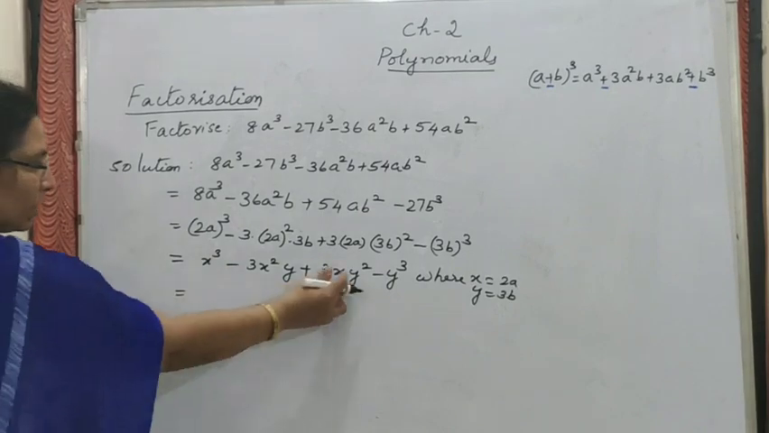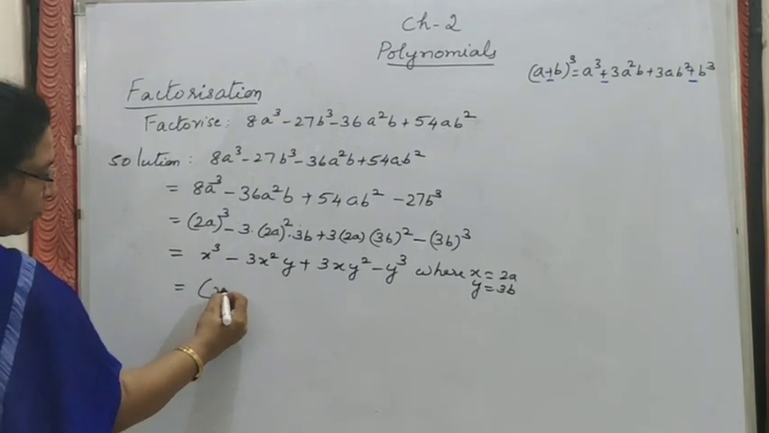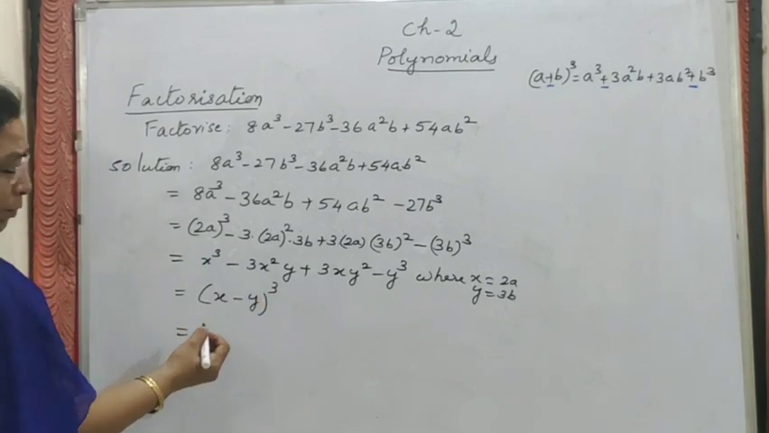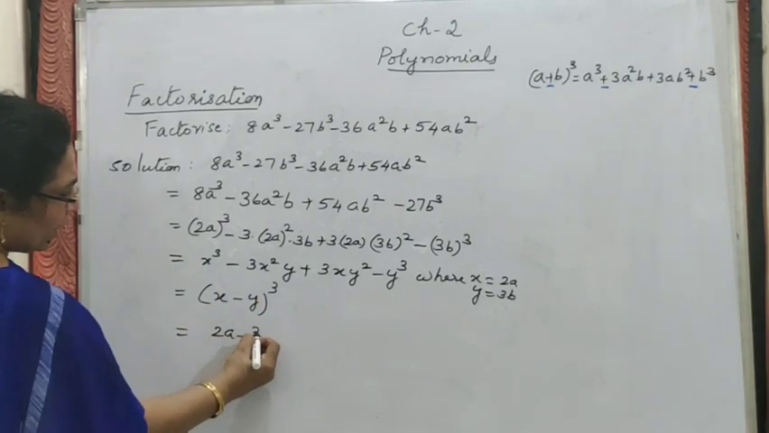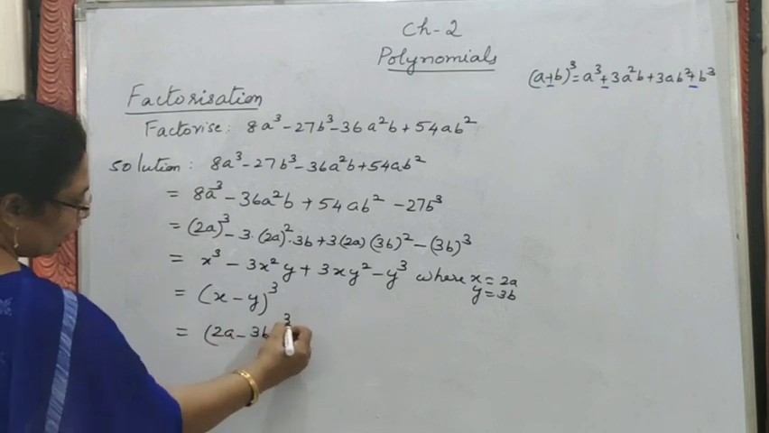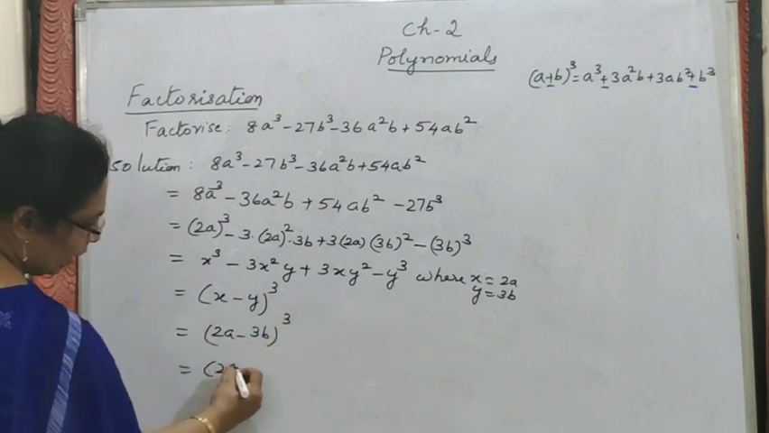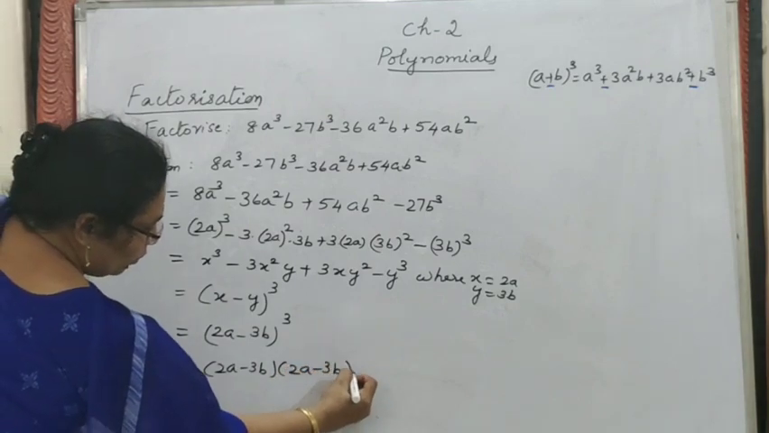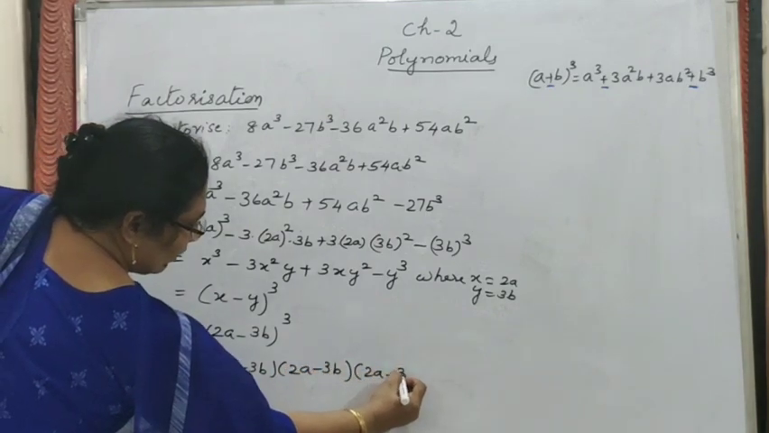Now if these are the 4 terms of the identity, what is the formula for us? x minus y whole cube. x and y should be replaced. So 2a minus 3b whole cube. Still it is not completed. 2a minus 3b into 2a minus 3b into 2a minus 3b.